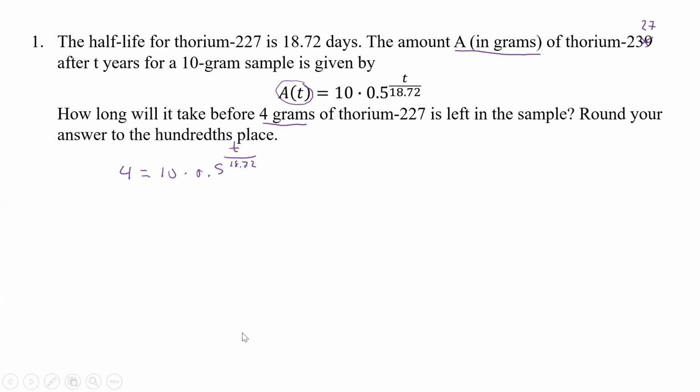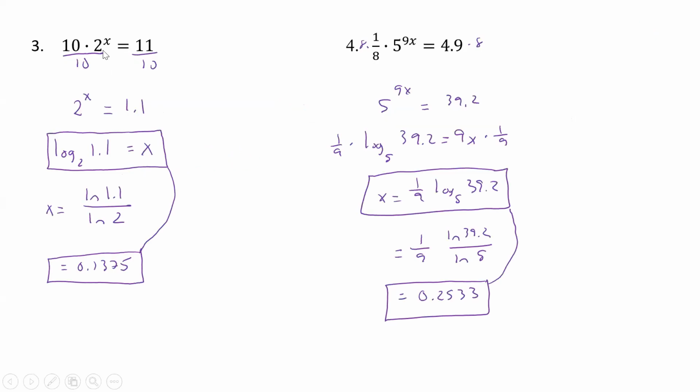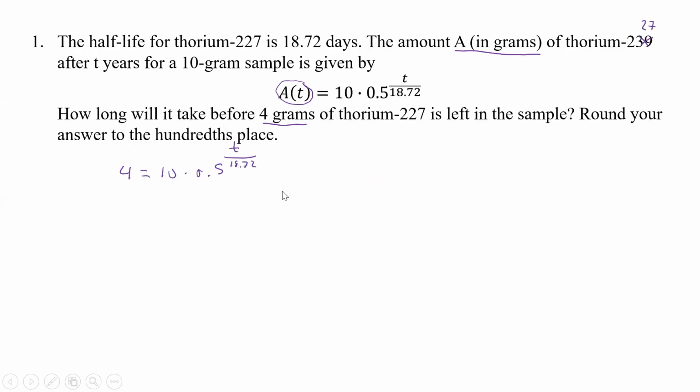Well, that's exactly what we were doing here. We had to solve for x in this case, but it's the same kind of thing. We have something multiplied by something to some power, and we're going to do the same thing here. So I'm going to divide both sides by 10. Now when I do that, those cancel. Now this reduces to 2 over 5. So I'm going to keep it as 2 over 5 in the next step. So 2 over 5 equals 0.5 to the t over 18.72.